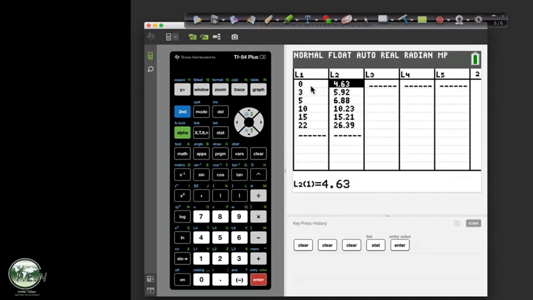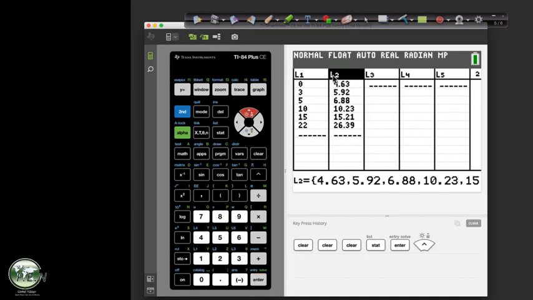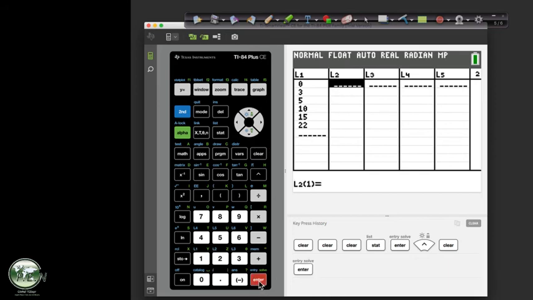And if we've had some data already here before, I guess I have, we can clear it out by going arrow up to the top of the list, hit clear, and enter. Notice the list is now clear. Arrow over to L1, go to the top of the list, clear, and enter.